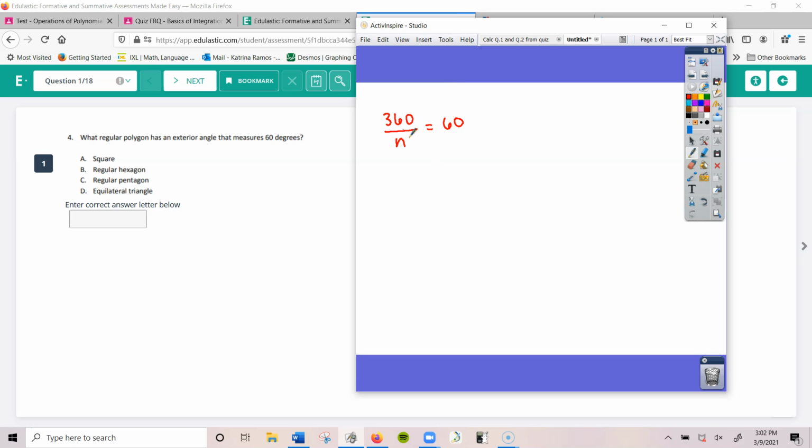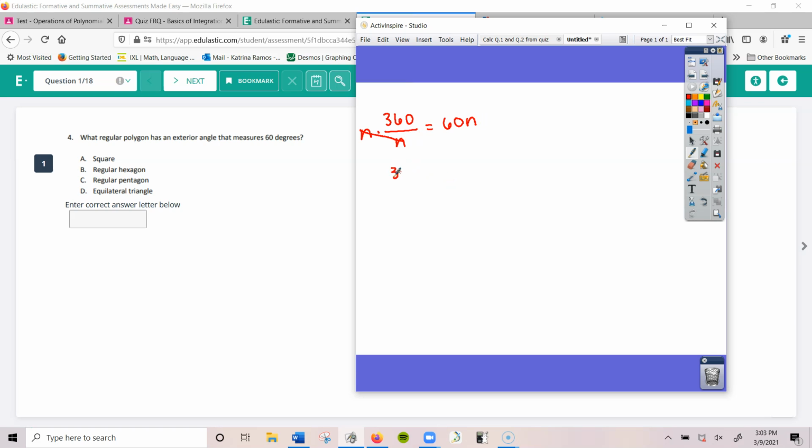So what we have to do is solve for n so that we know exactly how many sides this polygon has. This is 360 divided by n. In order to solve for n, we need to get the n by itself. But we can't do that if n is in the denominator. Since this means that we are dividing by n, we need to move n to the other side by multiplying by n. This will cancel it from the denominator and then move it over here.